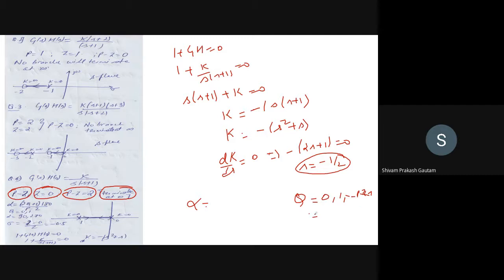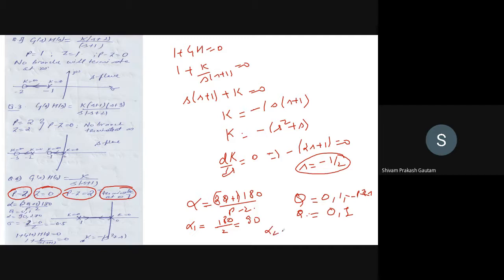So in this case, there will be two values of Q, that is Q is equal to 0 and Q is equal to 1. What you have to do is put these values of Q one by one, and then you can calculate alpha. Alpha is equal to (2Q plus 1) into 180 degree upon P minus Z. So first you put Q is equal to 0. If you put Q is equal to 0, you will be getting 180 by 2. That means you will be getting 90 degree.